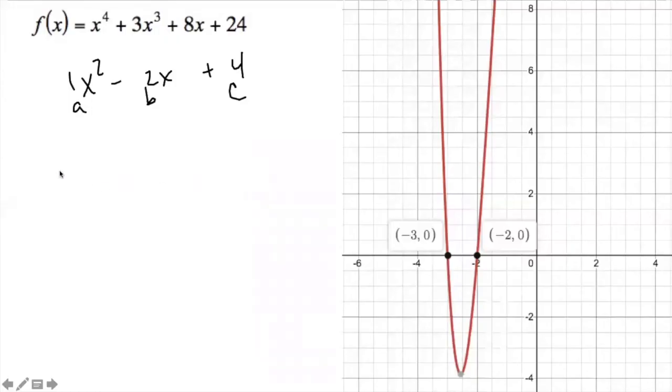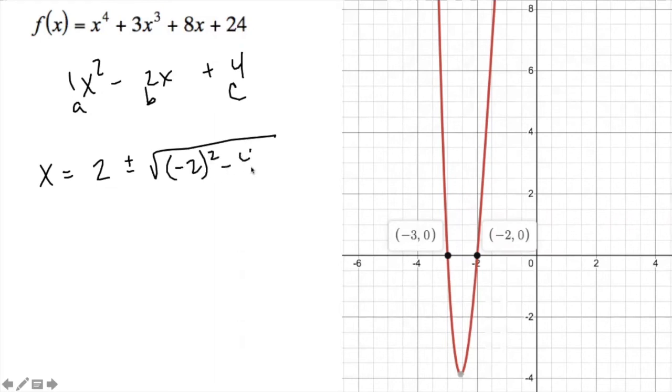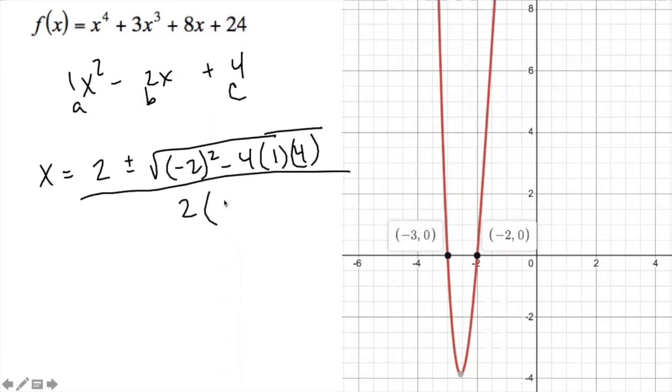All right, so quadratic formula time. x equals negative b. Boy, all of these b's have been negative to start with. That's minus 2, so the opposite of that is positive 2, plus or minus the square root of b squared. So that's negative 2 squared minus 4 times the a value, which is 1, times the c value, which is 4, all over 2 times a, which was 1.